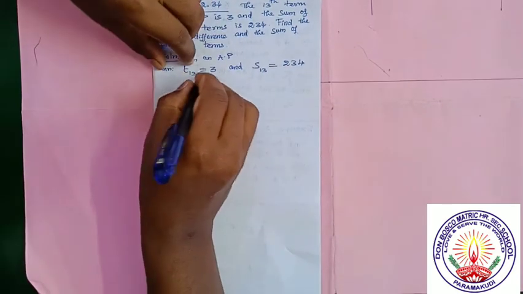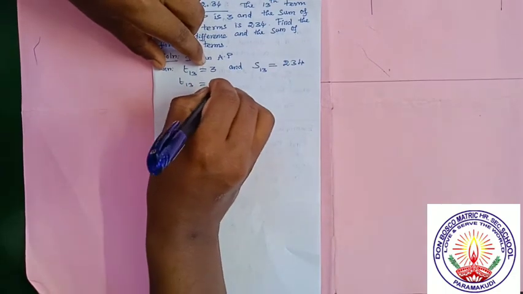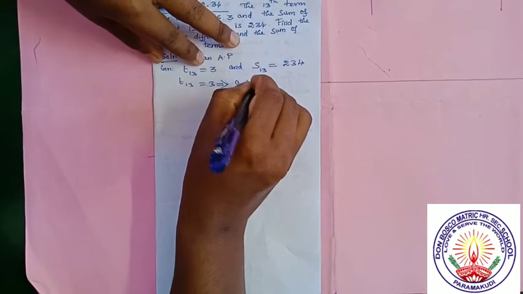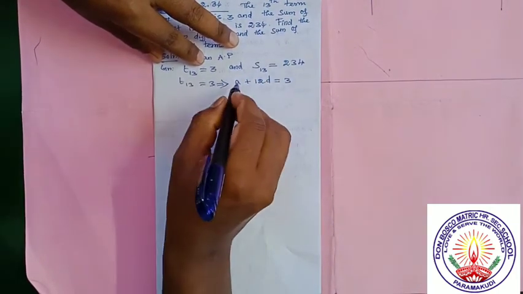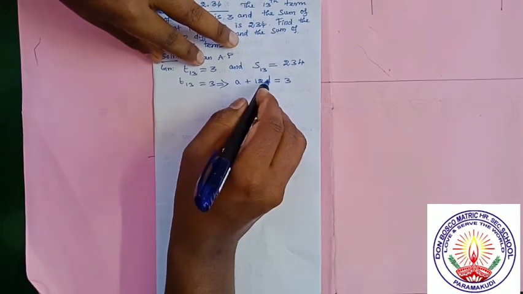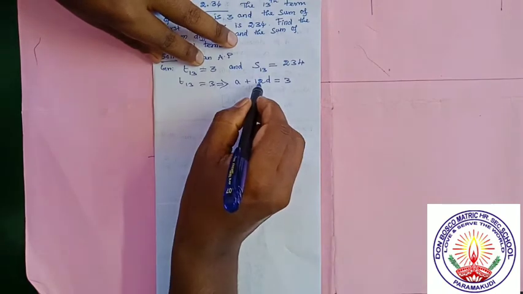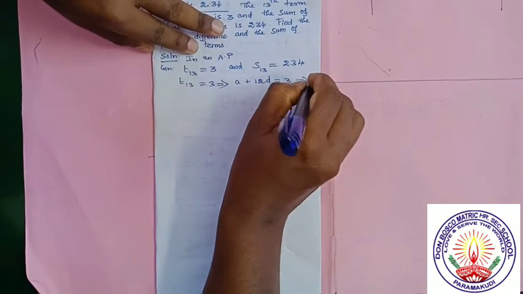So let us take T13 is equal to 3, which implies A plus 12D is equal to 3. Why 12D? Because A plus n minus 1 into D is the Tn formula. Here n is equal to 13, so 13 minus 1 is equal to 12. So A plus 12D is equal to 3. Let us take it as equation number 1.